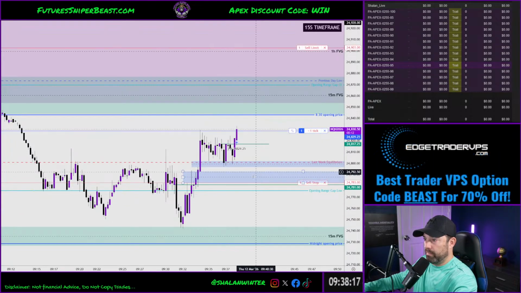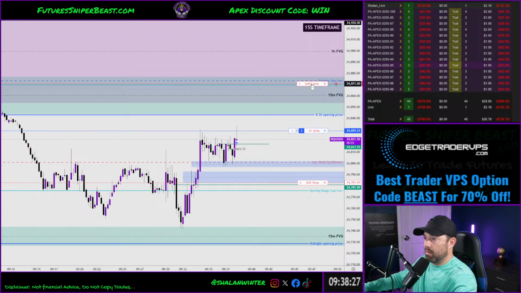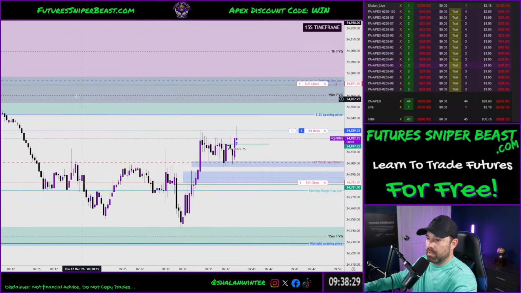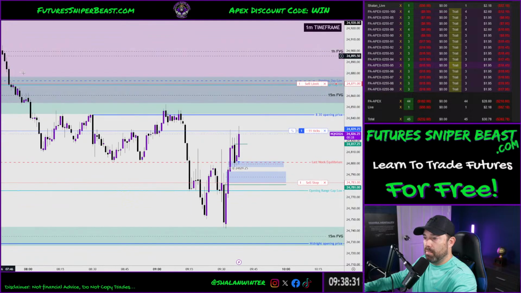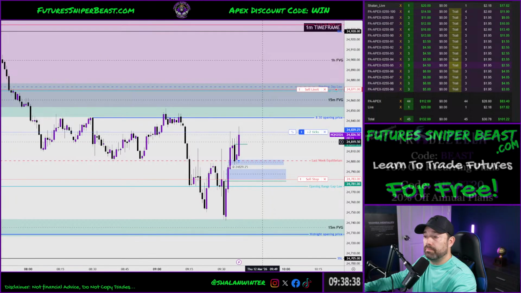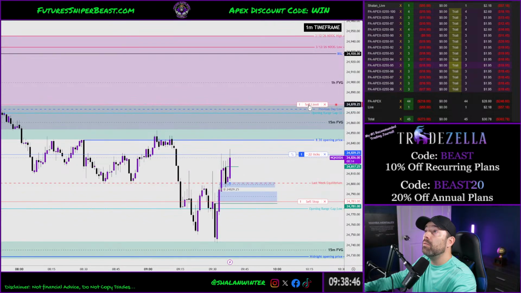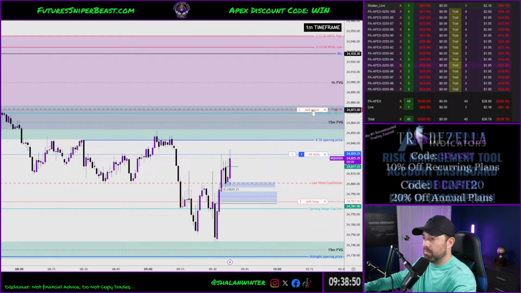Going long here. It's a little early, but I think we are going to come up to that opening range gap, the midpoint at least. Previous day low.